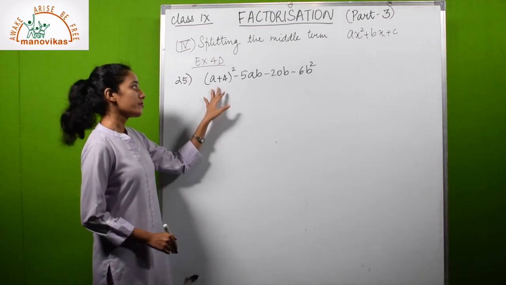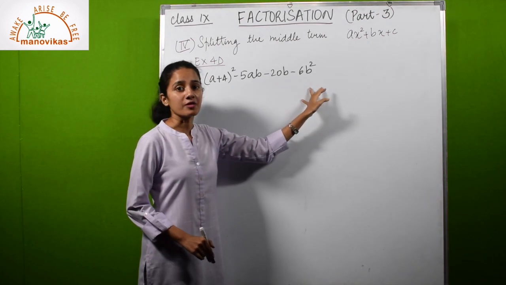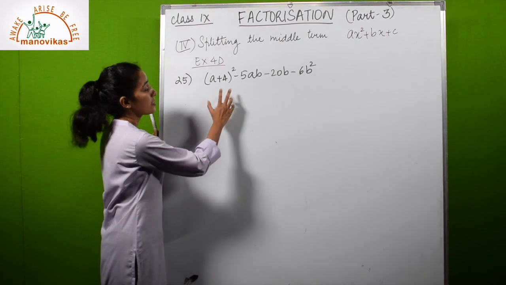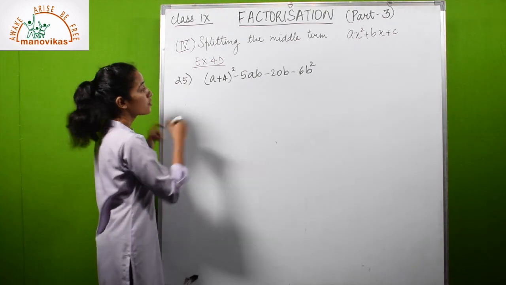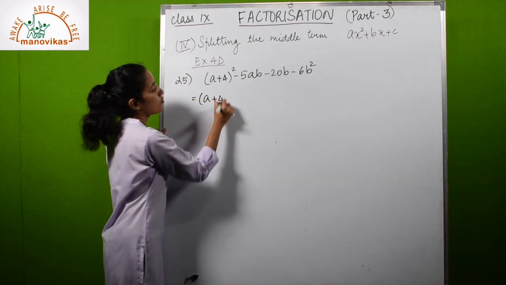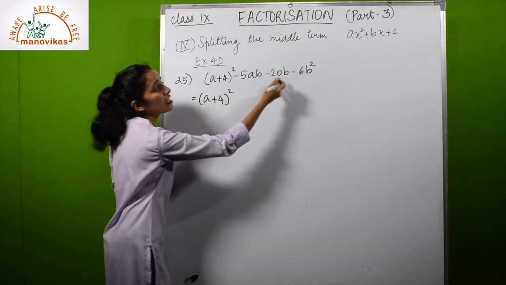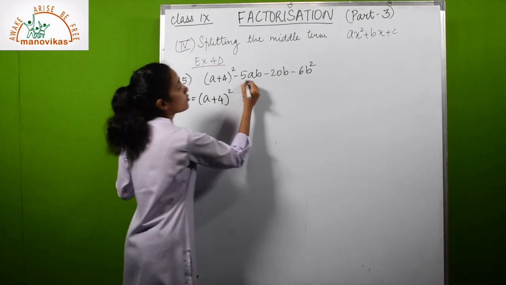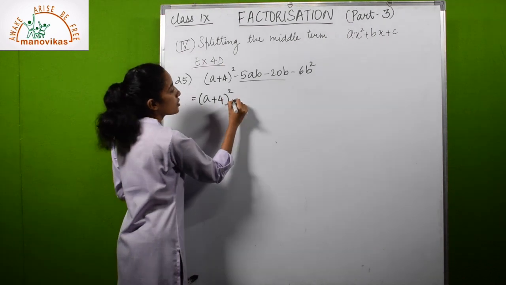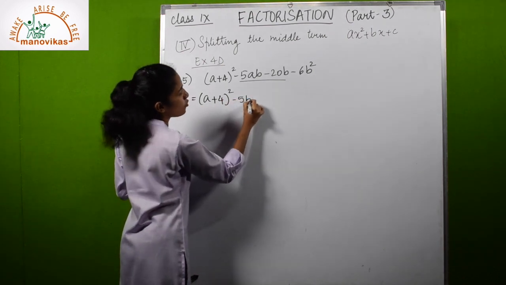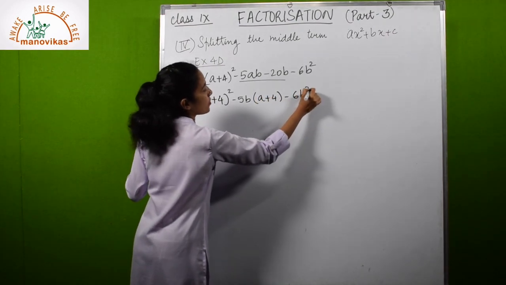Let us consider another problem. Problem number 25. Note that you have just one bracket here and then there are 3 terms. From these 3 terms, you look at any 2 terms so that you can get the same bracket from the other 2 terms. So in this case, I have a plus 4 the whole square. Let us check if we get this common in any 2 of these terms. That could be from here because there is 5 and there is 20, so I can get 1 and 4. So by taking negative 5b common, I get a plus 4 and minus 6b square.